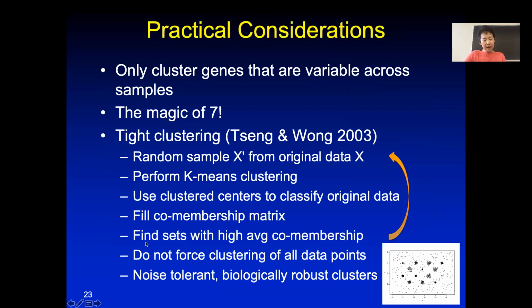By the end, you just want to find the sets of genes that have high co-membership with each other. That result will give you those clusters that are really tight and ignore all the rest. This is not forcing all the points into some cluster. You can leave some really noisy data out. So it's more tolerant and it might give you more biologically robust clusters. Okay, so that's on k-means clustering. Questions?